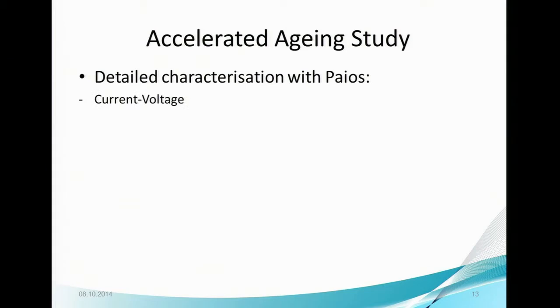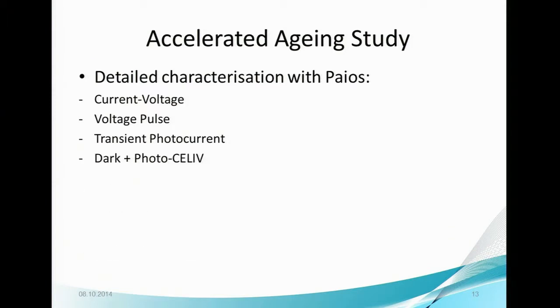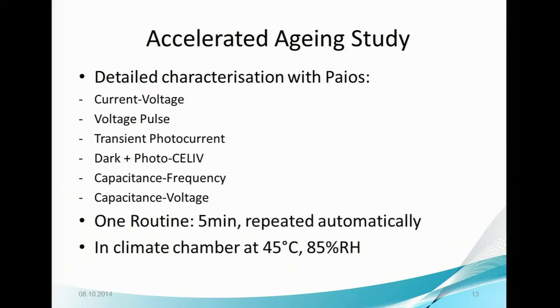So in this case we had current voltage curves, a small voltage pulse, transient photocurrent, dark and photo-CELIV, capacitance frequency, and capacitance voltage. So this whole routine was then repeated automatically. It takes about 5 minutes to do this routine once, and it's repeated automatically during the degradation process. So this gives you a very systematic data set in the end, because it's always the same device that you investigate. It's always the same conditions that you have.